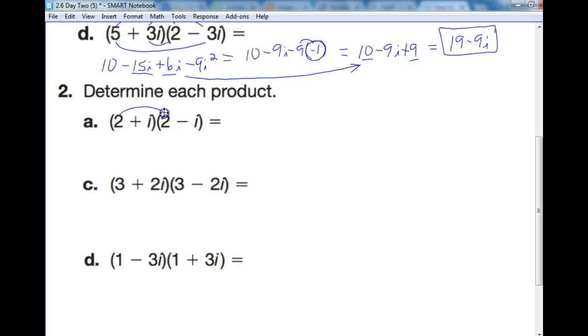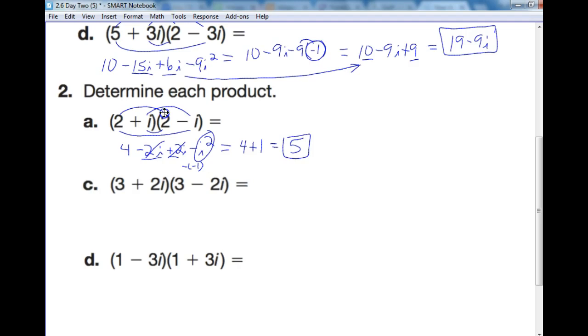Okay? 2 times 2 is 4. 2 times negative i is negative 2i. i times 2 is plus 2i. i times negative i is negative i squared. Oh, look at that. When I put my like terms in the middle, these outer and inner terms kill each other off. So when I look at this, I'm really looking at 4 plus 1. Is it okay if I write 4 plus 1? Because I know this i squared is a negative 1, and a negative 1 is a plus 1. Did you get 5 for A?